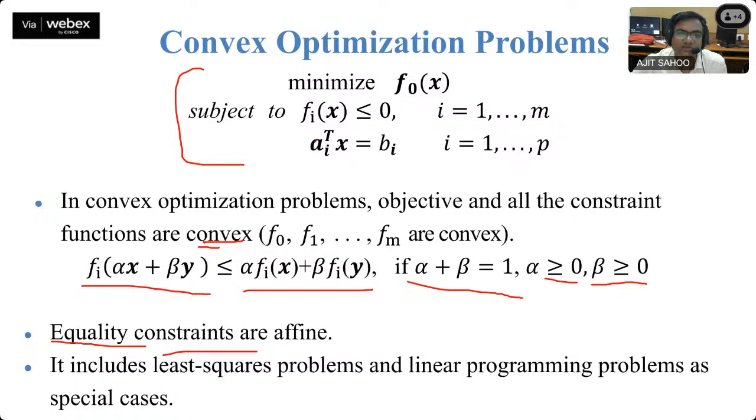In the case of a convex optimization problem, the equality constraints are affine, and it includes the least square problem and the linear programming problem as special cases. For example, if you remove these two, it becomes this one. This is a least square problem, and if fi(x) is a linear function, then that becomes a linear programming problem. So the convex optimization problem also includes the least square problem and the linear programming problem.